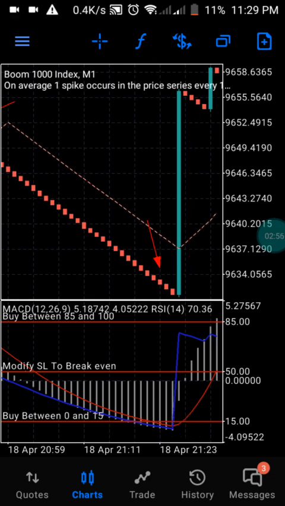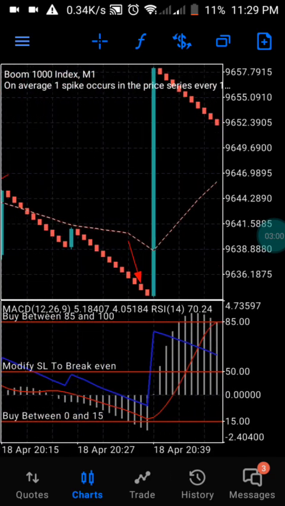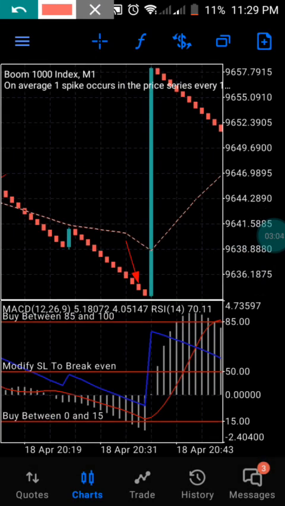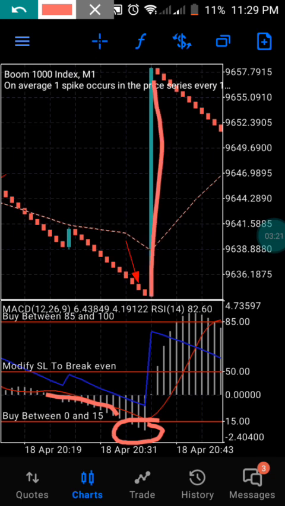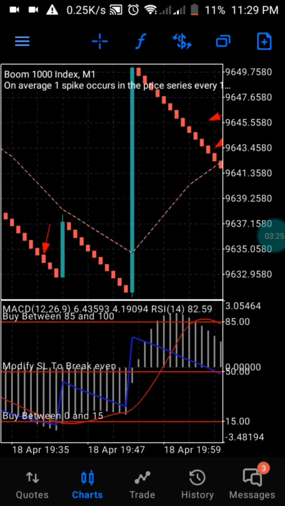So let me show you some examples of this happening in the market. You see now, this particular time we have our histogram that went below the 15 level. What happened? The red line does not join below the level, but anytime we have our histogram below the 15 level, guys, something is coming very soon. You see, this is exactly the spike that I'm talking about. So you can catch a spike with this strategy a lot.